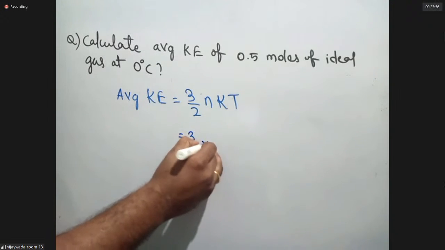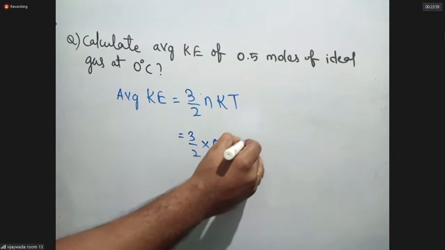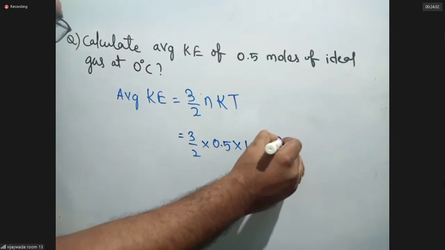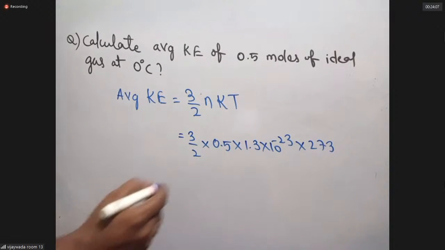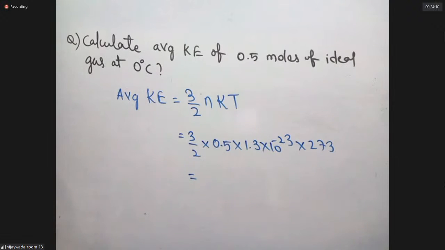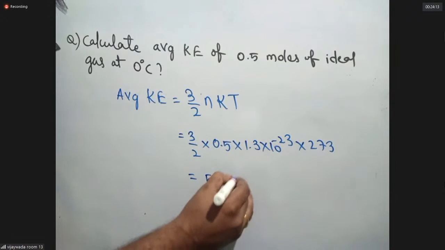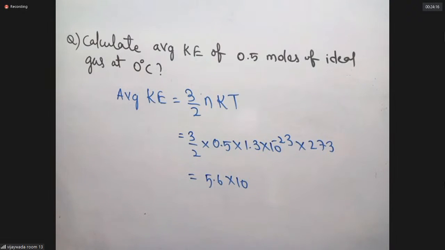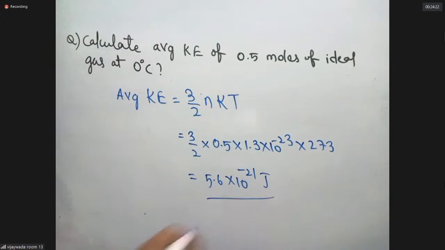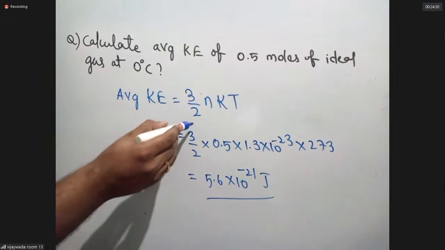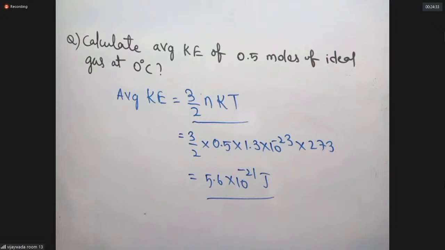3 by 2, number of moles of gas 0.5, k value 1.3 into 10 to the power minus 23, temperature 273 Kelvin. By solving all this, you will get 5.6 into 10 to the power of minus 21 joules. So that is the difference between average kinetic energy and total kinetic energy. In case the question asks average kinetic energy, the formula is 3 by 2 nkT. Total kinetic energy is nRT.